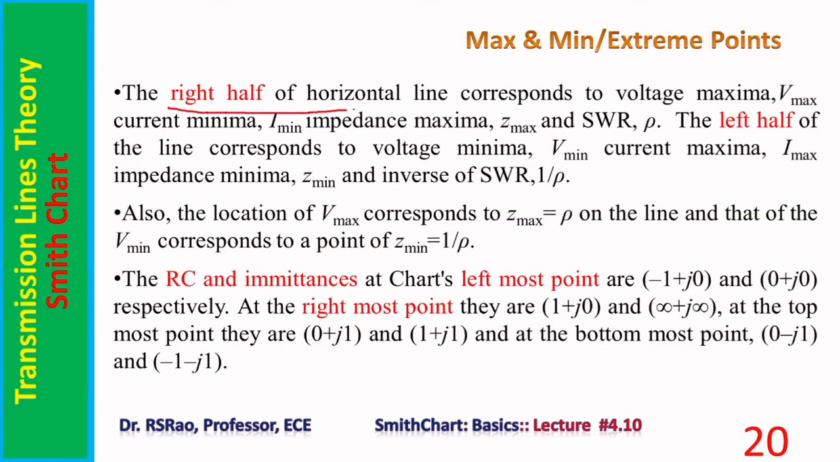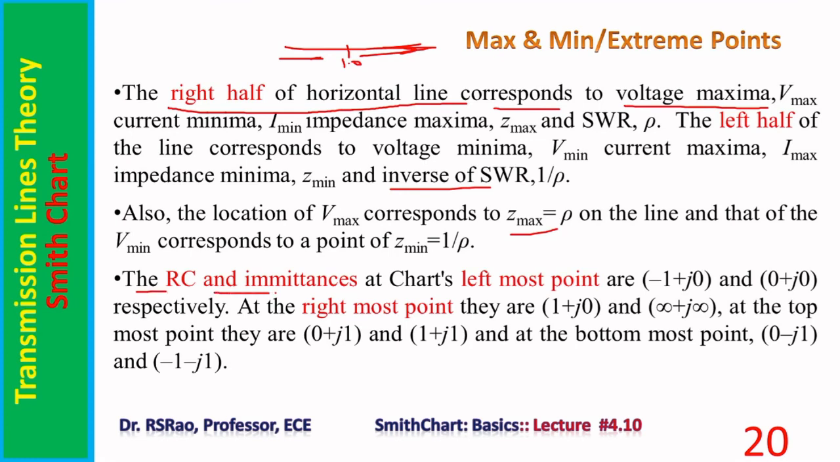The right half of the horizontal line corresponds to voltage maximum. This is the horizontal line, this is the center one. Right half means this part, corresponds to voltage maximum, current minimum, impedance maximum, and SWR rho. Left half of the line corresponds to voltage minimum, current maximum, impedance minimum, and inverse SWR, 1 by rho, this part. Also, the location of Vmax corresponds to Zmax equal to rho on the line, and that of Vmin corresponds to a point of Zmin, 1 by rho.